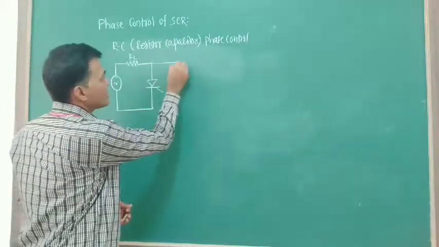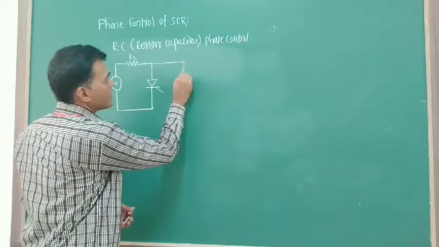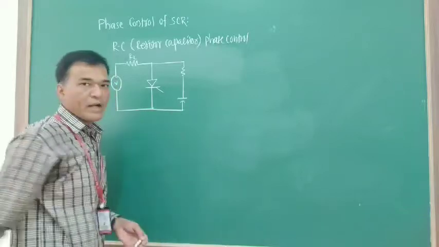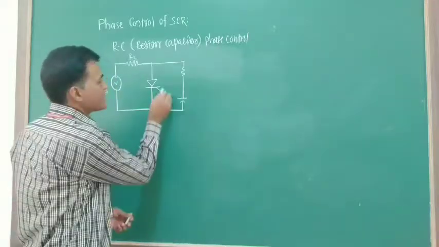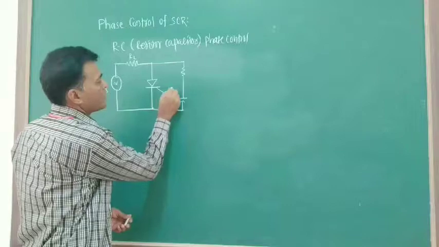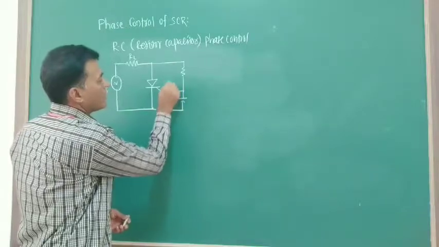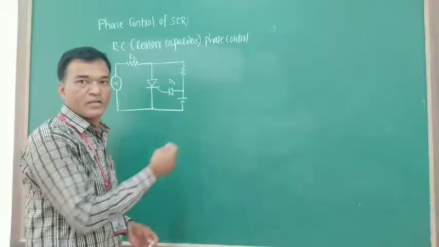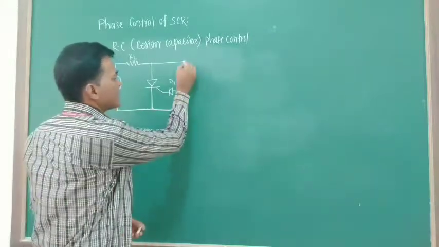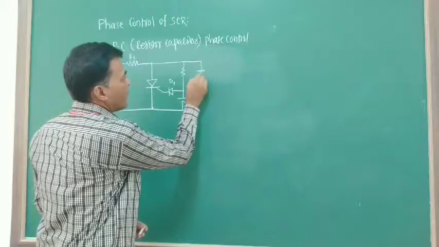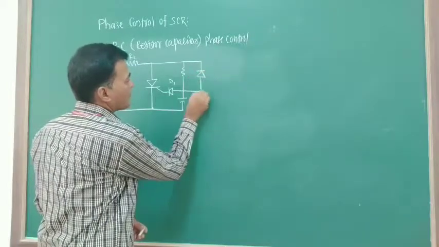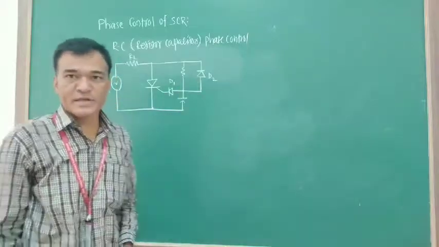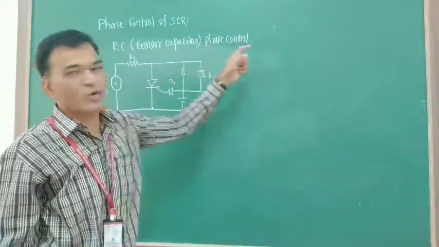For that reason, we need to use the series RC circuit, and we need to use some protection devices. So let us say here I am using the diode D1, which is a protecting diode that blocks the reverse current from gate to the capacitor. Another is the diode D2. So this is the circuit called the RC phase control circuit.